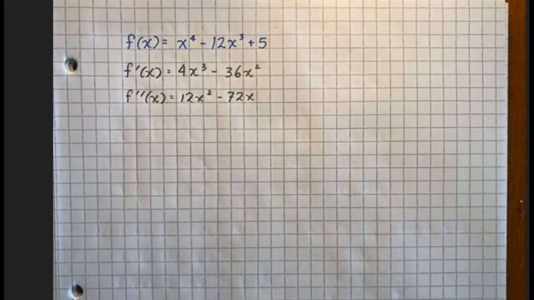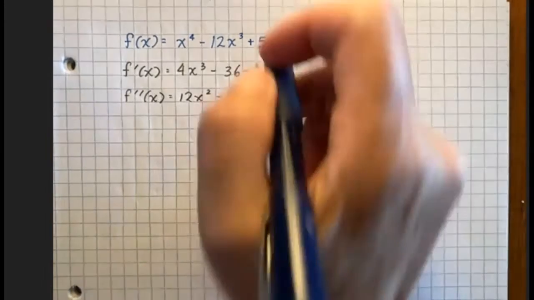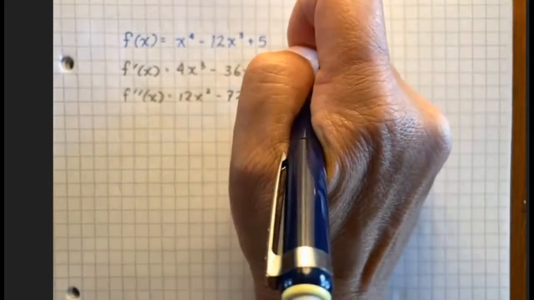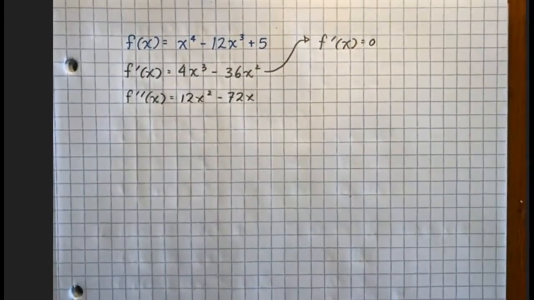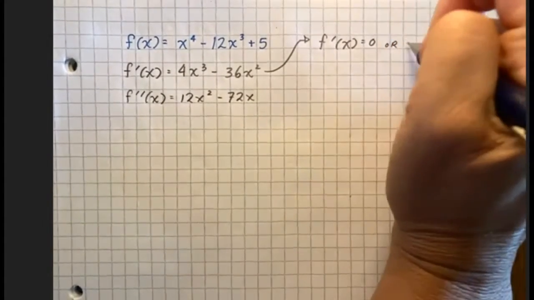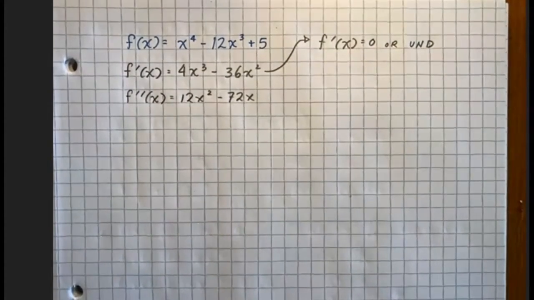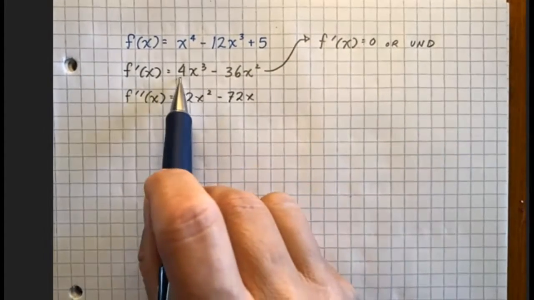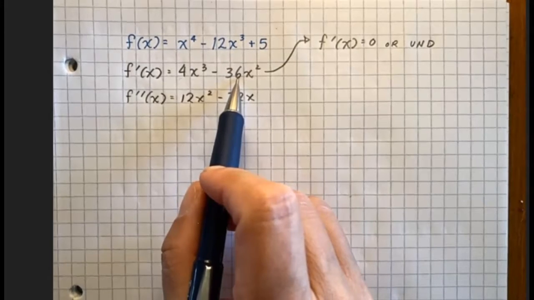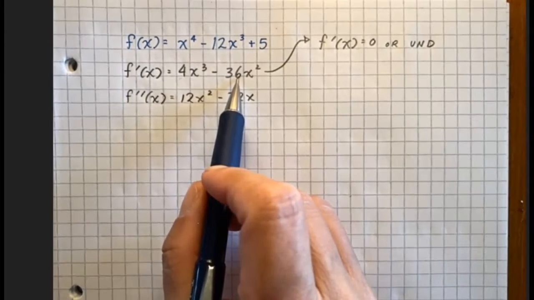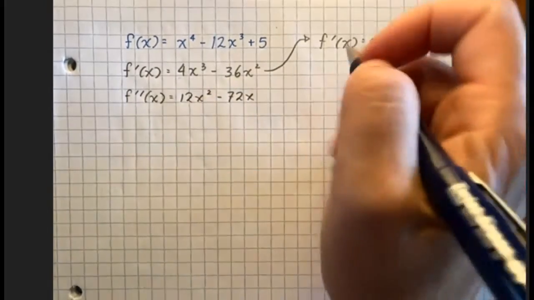All right, so in order to figure out the contestants for local maxima and minima, they are the critical values, which we find using the first derivative. Remember that where f prime of x equals 0, or where f prime of x is undefined, that's where we find our critical points. Okay, so 4x cubed minus 36x squared is never undefined because it's just a polynomial. There are no denominators that might have a 0 in them. So we just need to know where this is equal to 0.